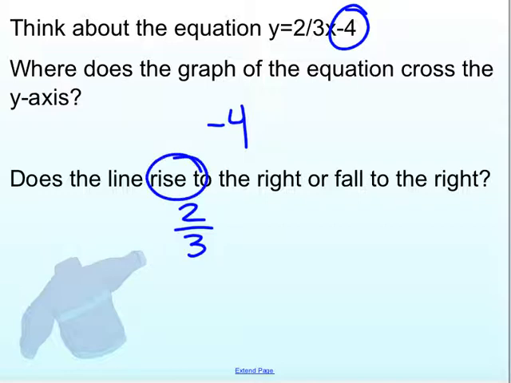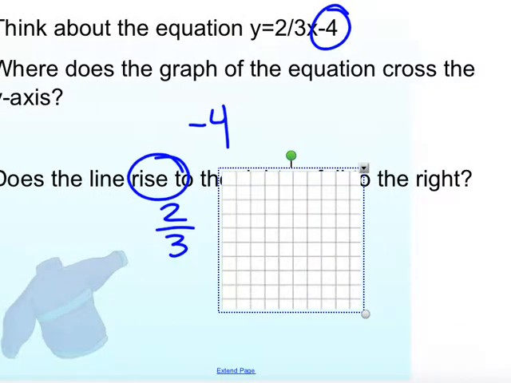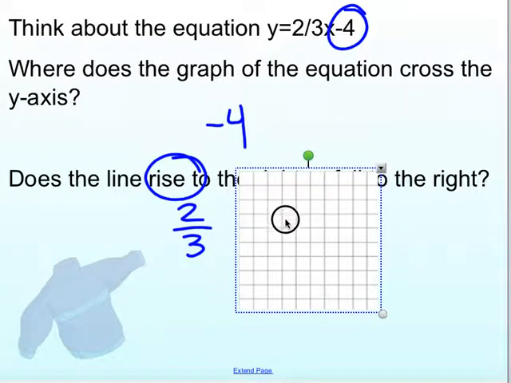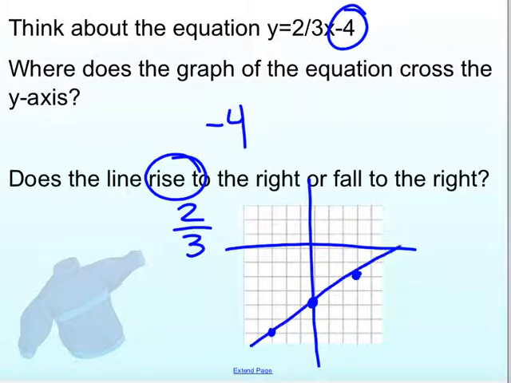And if we were to graph this, let's see. Let me just grab a graph really quick. All right, so when we graph this, I can use these two things to graph my equation. And I have a y-intercept of -4. We'll always start at the y-intercept, and then we're going to rise 2, run 3. Or we can fall 2 and go left 3. And we have my line. All right, so start with the y-intercept and then plot your slope. Let's try it again.